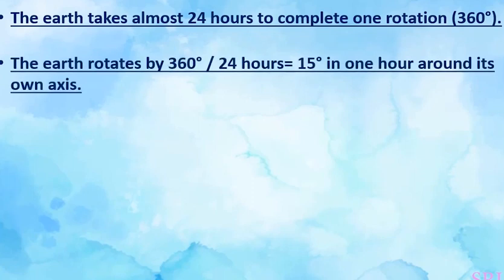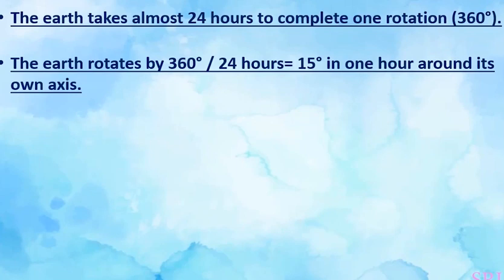The earth takes almost 24 hours to complete one rotation, that is 360 degrees. We all know that earth takes 24 hours to complete one rotation, which is 360 degrees. The earth rotates by 360 degrees in 24 hours. So let us divide 360 degrees by 24 hours, which is equal to 15 degrees.